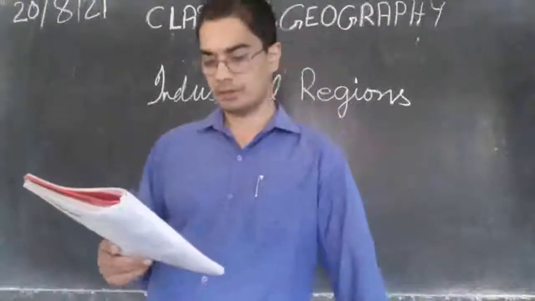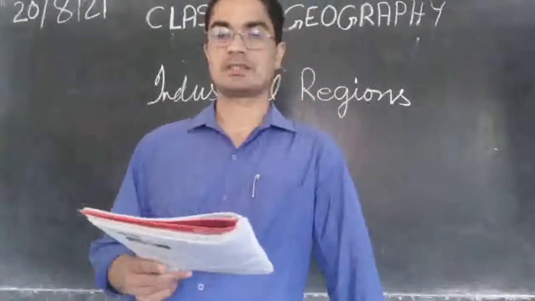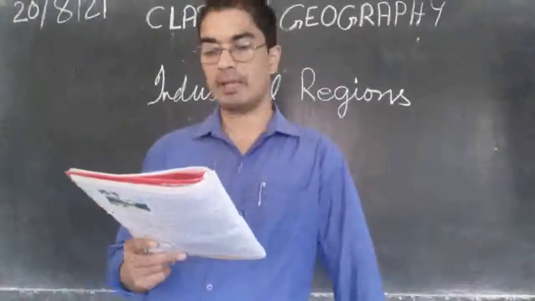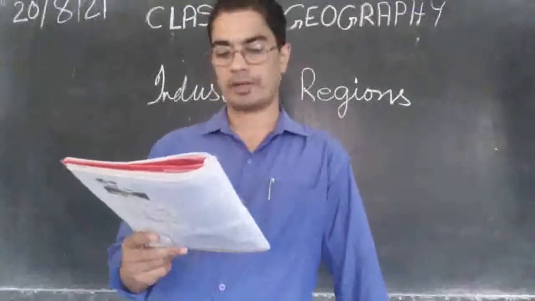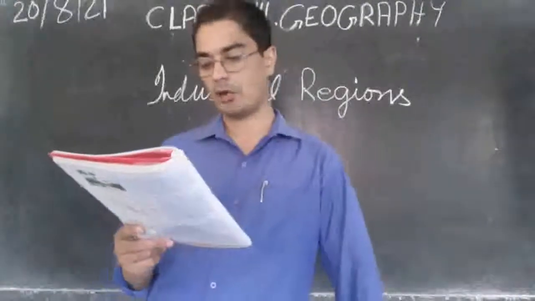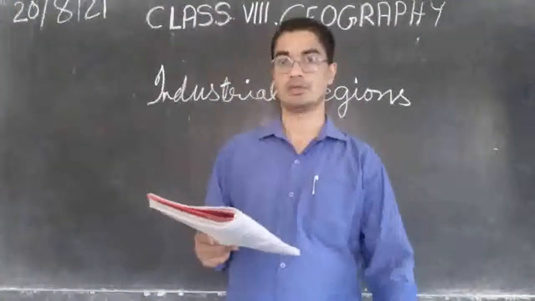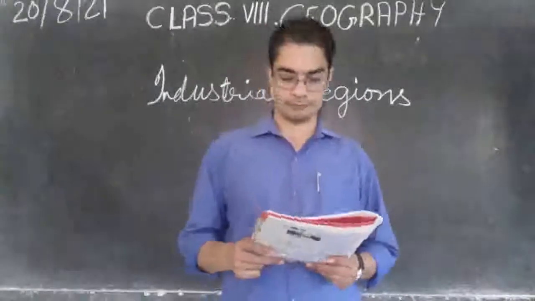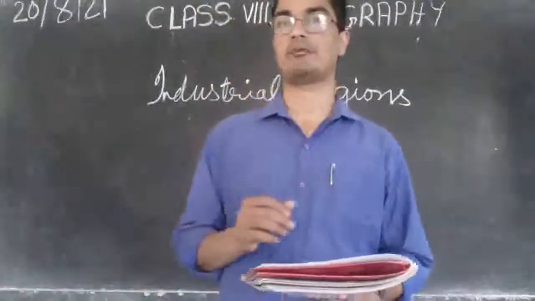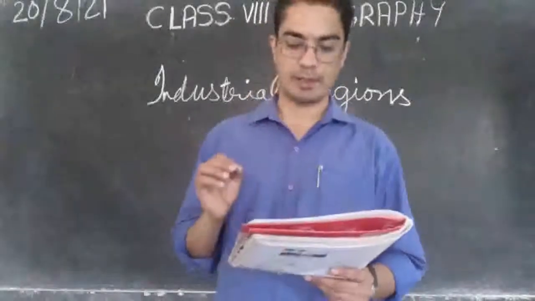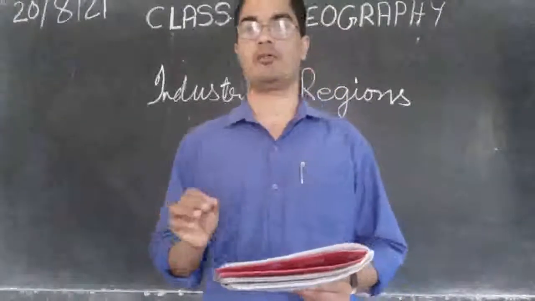So in industries, accidents or disasters mainly occur due to technical failure or irresponsible handling of hazardous material. So in the industries, accidents sometimes take place or disasters sometimes take place, and it is mainly because of technical failure.